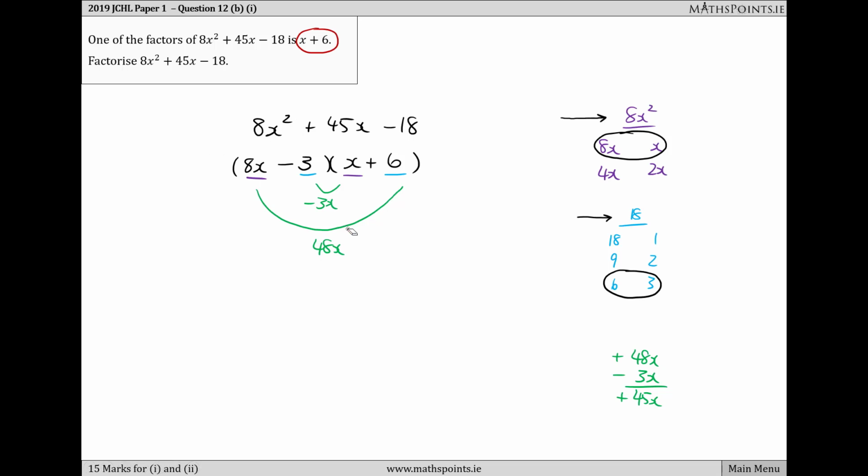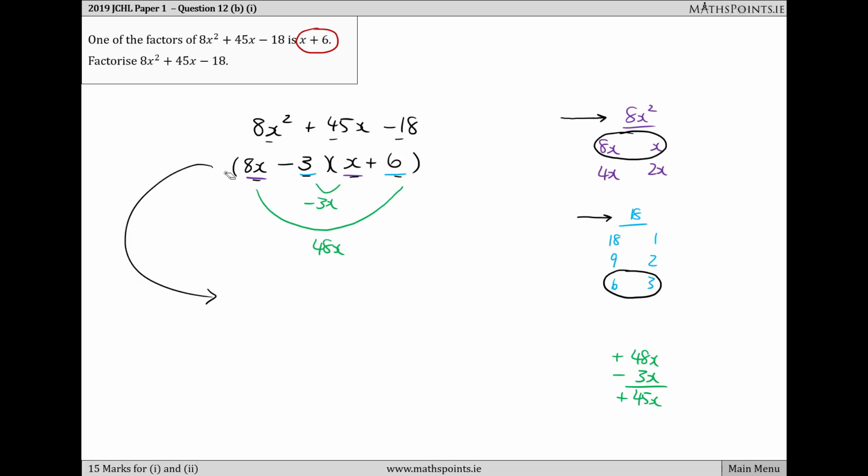It's always good to give one final check of the answer. So we have 8x times x is 8x squared. We have minus 3 times plus 6 is minus 18. And then the inner, minus 3x, added to the outer, 48x, gives us plus 45x. And so if you follow those three steps in checking your answer, you can't get the factorisation of a quadratic wrong. Now, one thing to note before we do part two of the question is that we could easily operate in reverse.